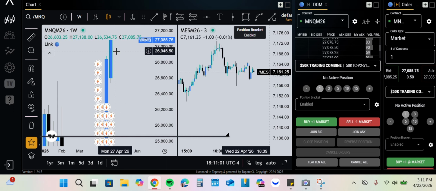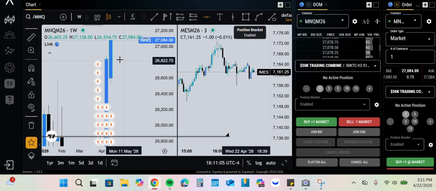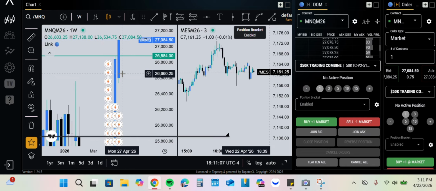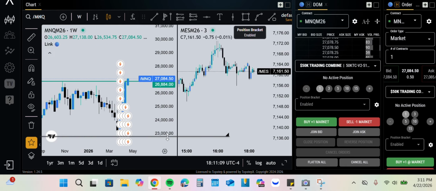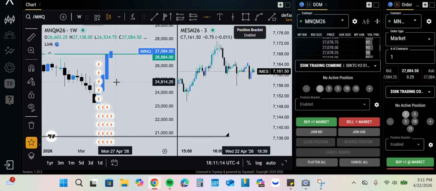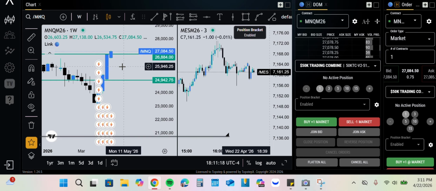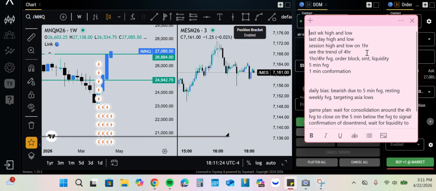So this is this week's candle, and this is last week's candle. I'm just going to mark out the high and low of this candle. Because we have been on such a bullish run, I doubted the market was going to come down here, but you never know. So I marked out last week's high and low.